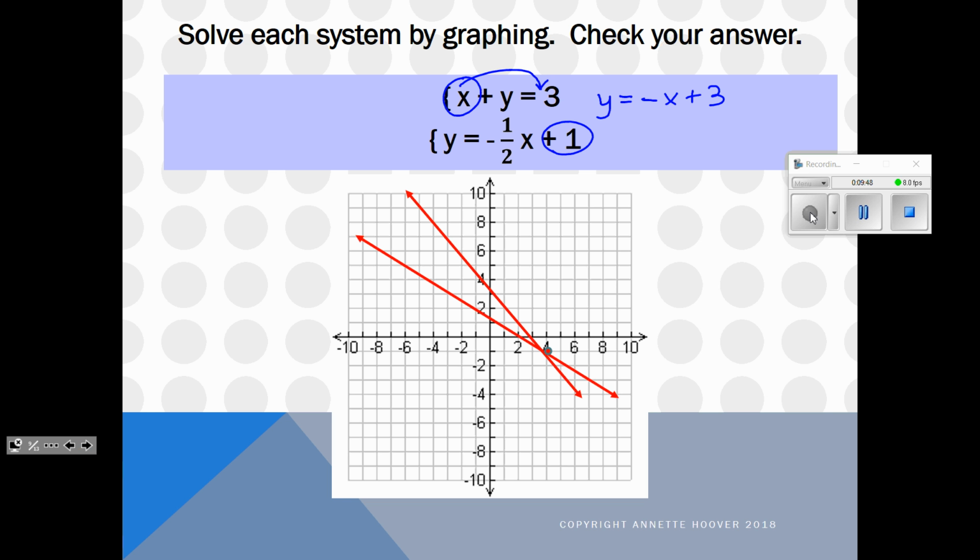And it looks like visually that they cross at (4, -1). But we want to check that to make sure that that is correct. Is (4, -1) actually the solution?